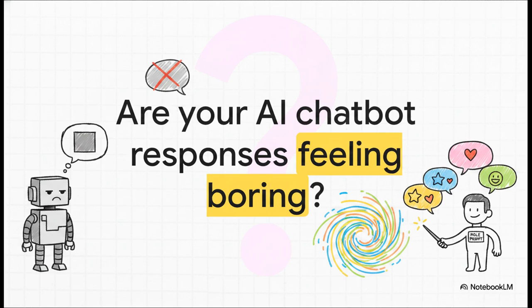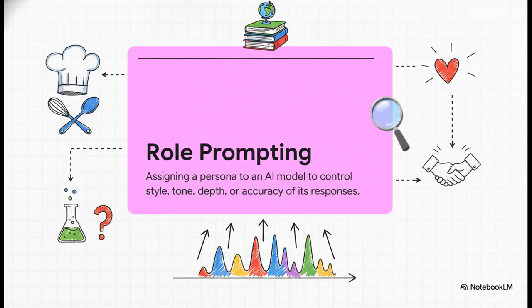But here's the good news. The fix for this doesn't require any complex programming or writing endless paragraphs of instructions. The solution is actually role prompting. So what is that? Well, it's basically the act of assigning a persona to an AI model to explicitly control the style, the tone, the depth, or even the accuracy of its responses. By simply telling the model who it's supposed to be, like you're a chef or a historian, maybe a skeptical scientist, or even a caring teacher, you fundamentally shift how it processes what you're asking.